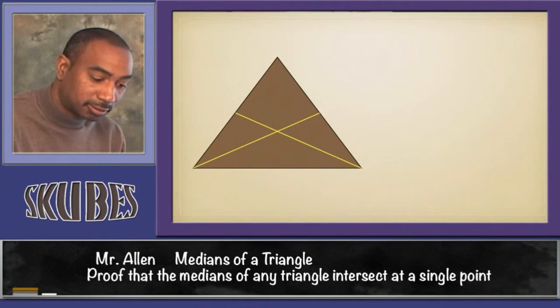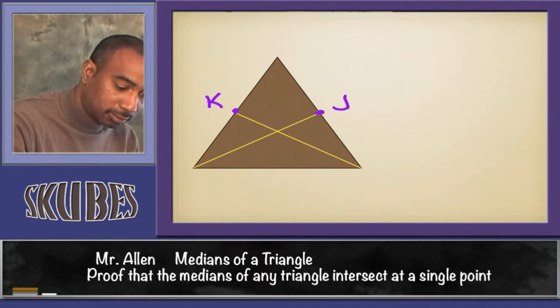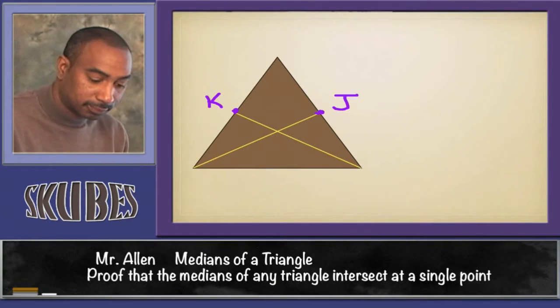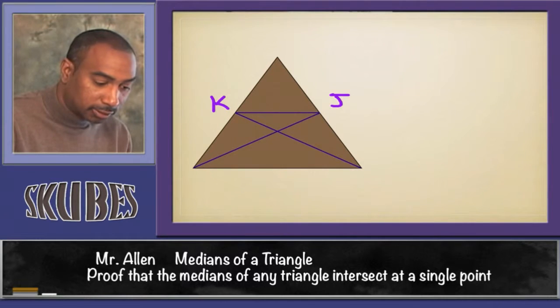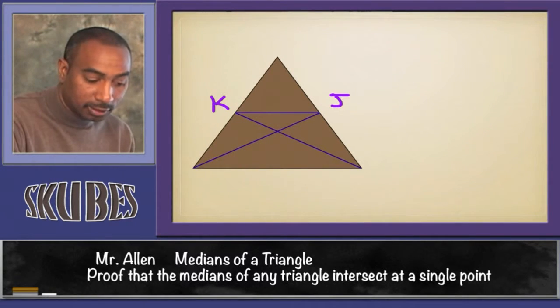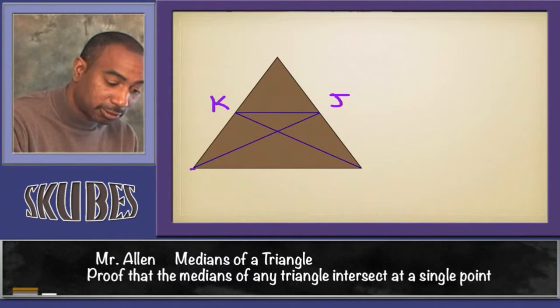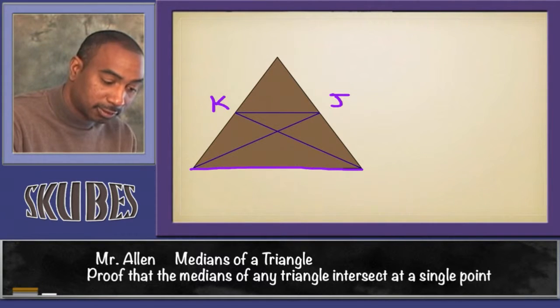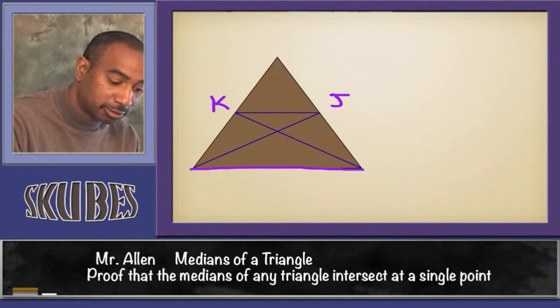Consider these two medians, and let's call this midpoint K and this midpoint J. Let's construct a segment and call it KJ. From the previous theorem, we know that KJ is parallel to the third side because KJ is a segment that intersects at the midpoint of this triangle. So we know these two are parallel.